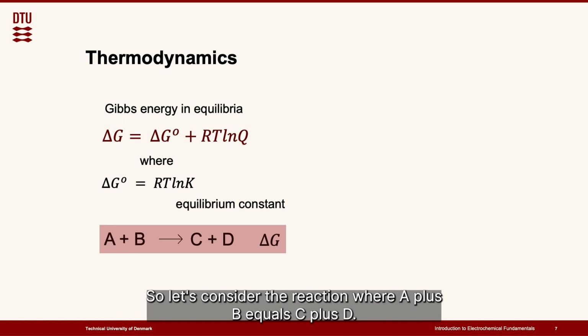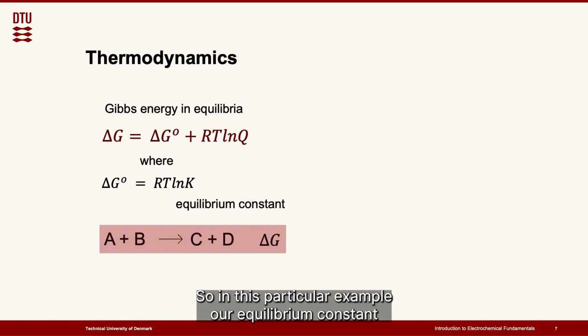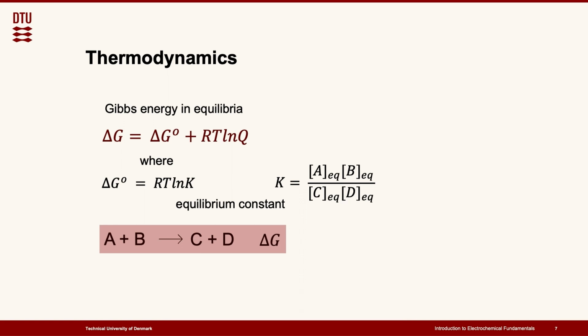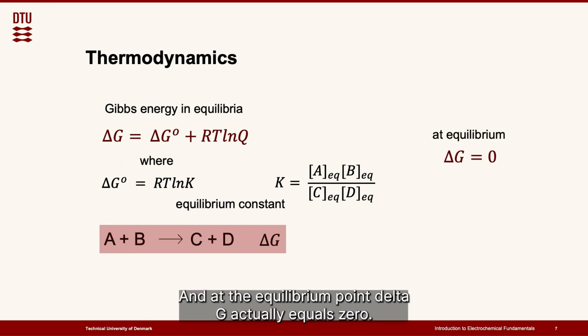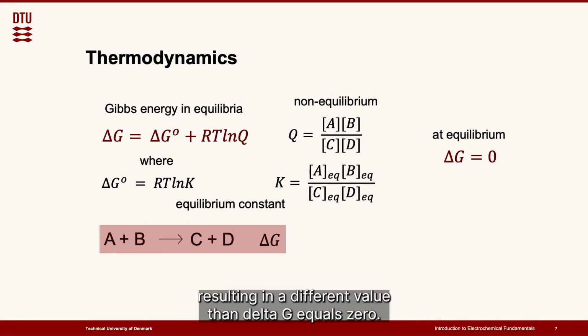So let's consider the reaction where A plus B equals C plus D. This reaction has a certain Gibbs energy, some certain free energy. In this particular example, our equilibrium constant will be a proportion between the concentrations of the products and the concentrations of the reagents. At the equilibrium point, delta G actually equals 0. However, at a non-equilibrium point, concentrations would differ, resulting in a value different from delta G equals 0.